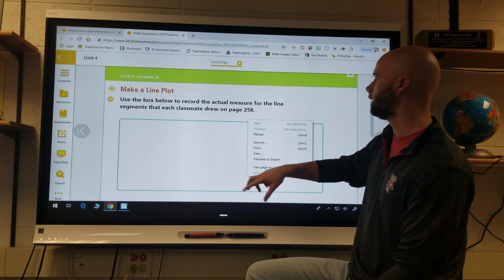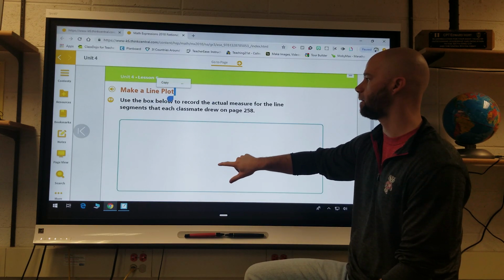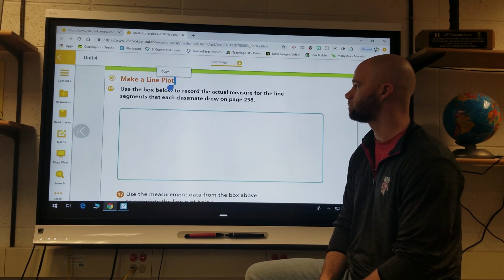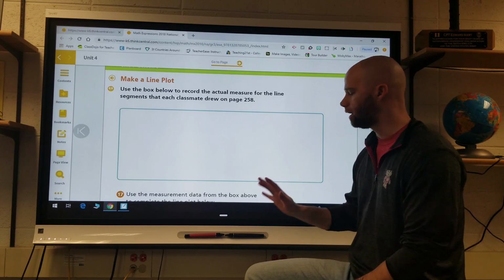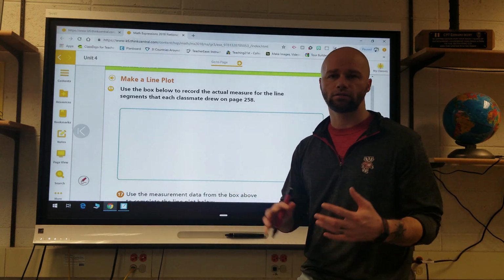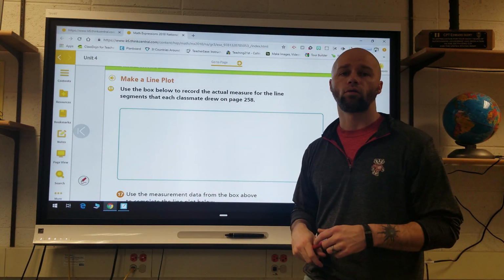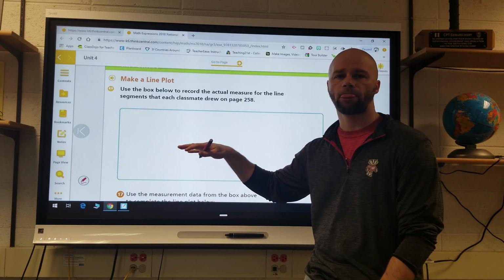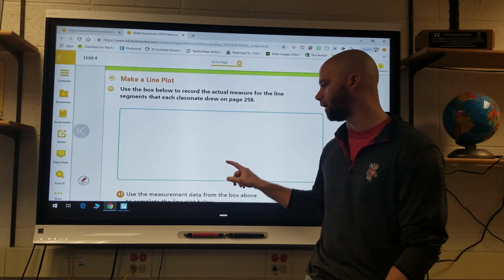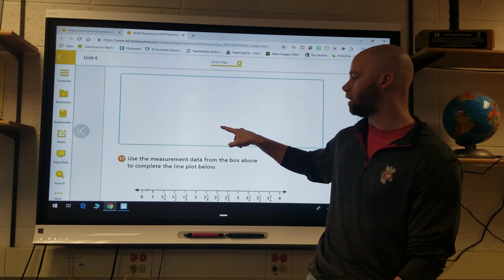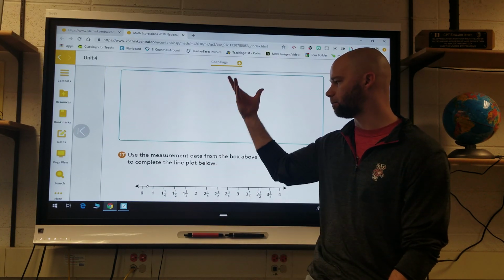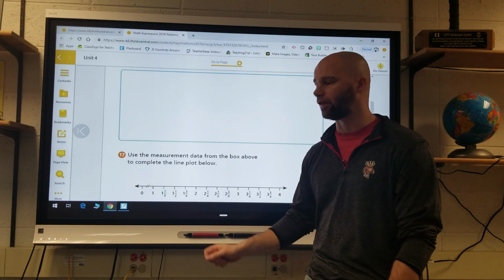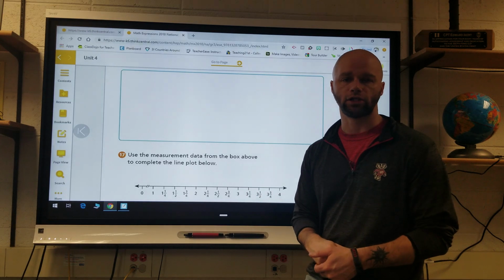Now, you're going to make a line plot of your own. This says use the box below to record the actual measure for the line segment that each classmate drew on page 258. I'm not going to have you do that because we're not doing this as a class. So what I'm going to do is write some measurements in here, and then you're going to plot those on the line plot below. So use the measurement data from the box above. I'm going to put some measurements in here, and then I want you to put how often each of those occur.